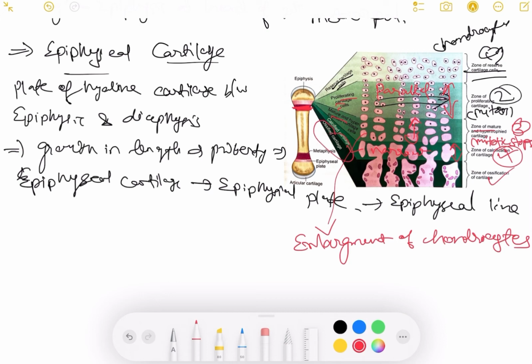And ossification takes place through osteoblasts, which are the cells of bones. So zones are clear. Five zones. Zone of reserve cartilage, zone of proliferating cartilage, zone of mature and hypertrophied cartilage, zone of calcification of cartilage, zone of ossification of cartilage.